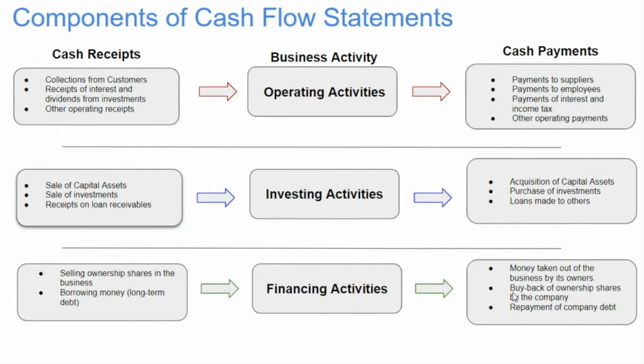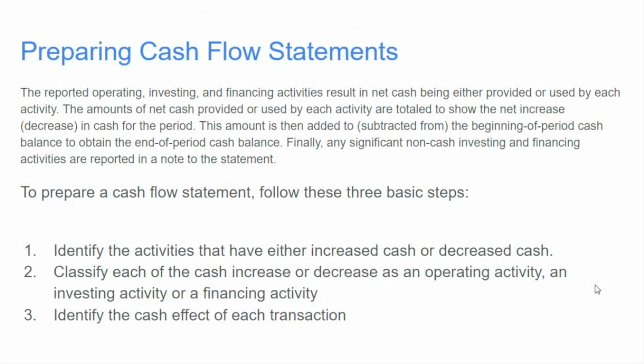Financing activities that you would find in that statement would include selling ownership shares, for example, or borrowing money from the banks. Pretty simple, straightforward. Any money that's borrowed or coming in from investment. Financing activities, money going out, could be money taken out of the business by owners. The owners draw out their owner's equity. A buyback of ownership shares. Sometimes companies buy back shares. And repayment of the company debt.